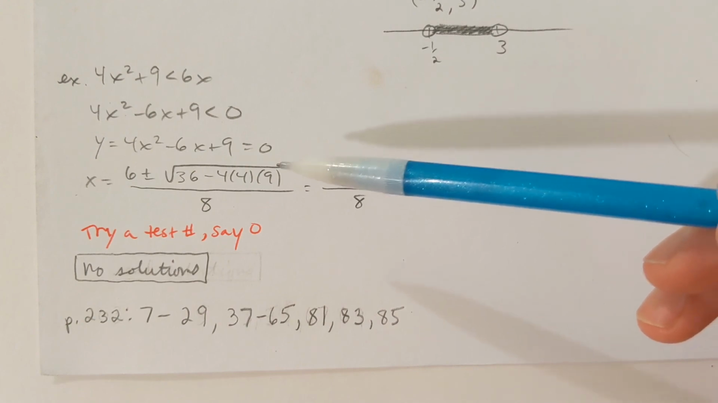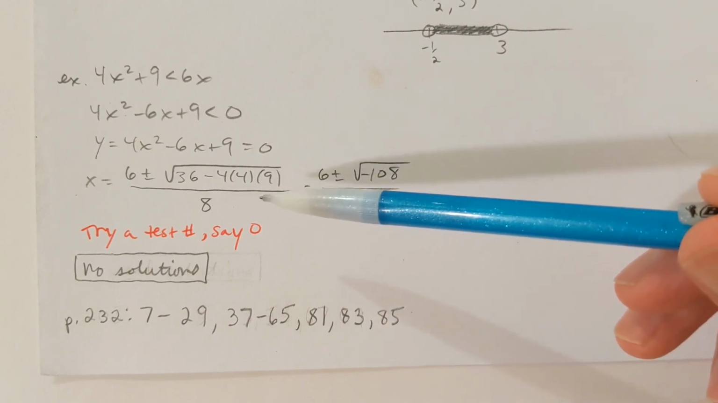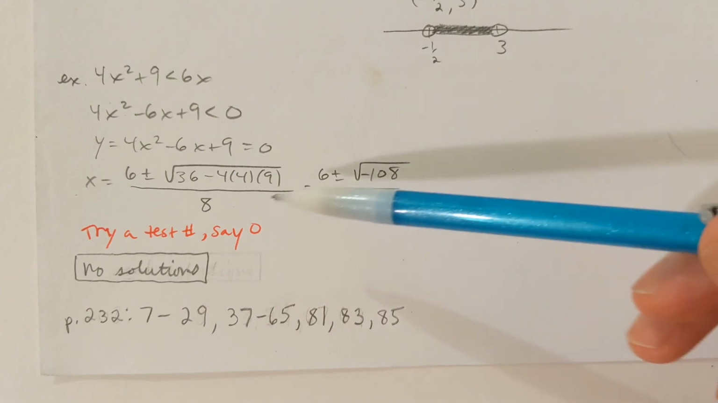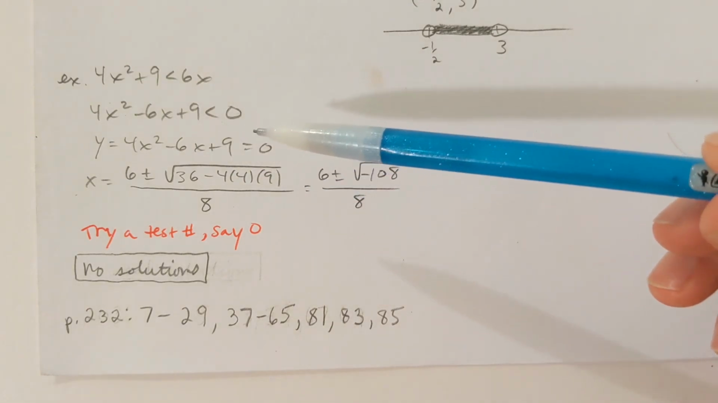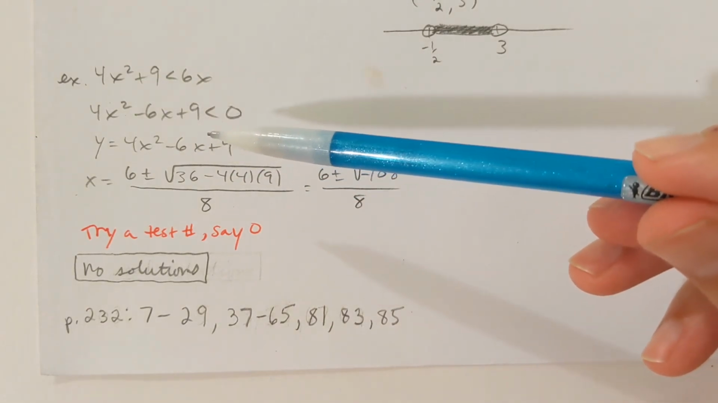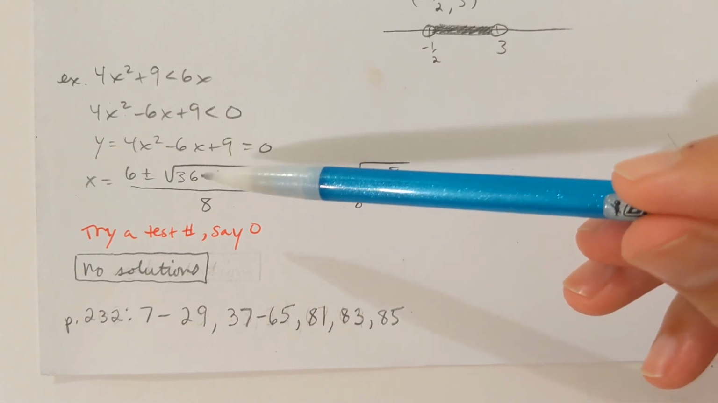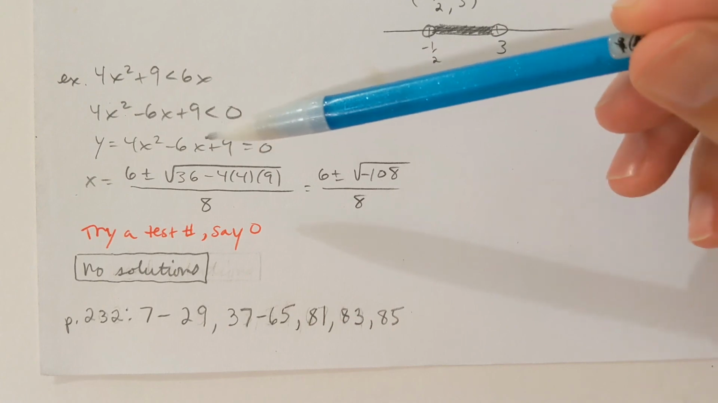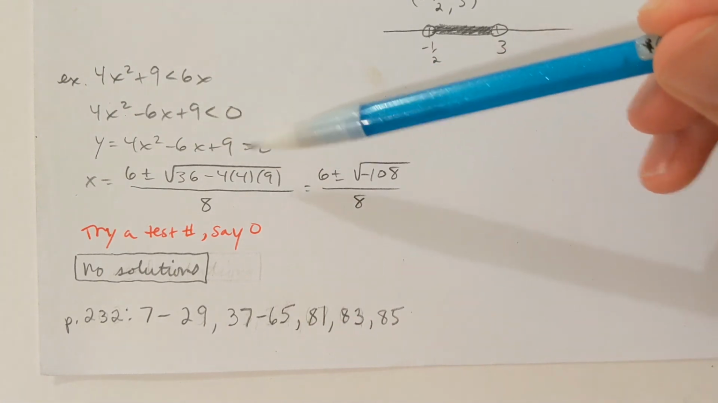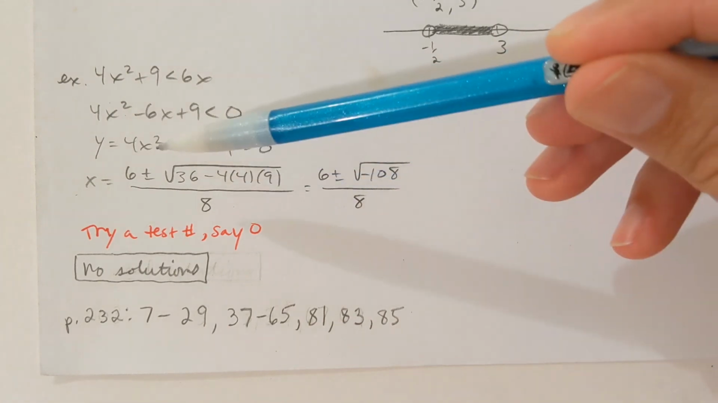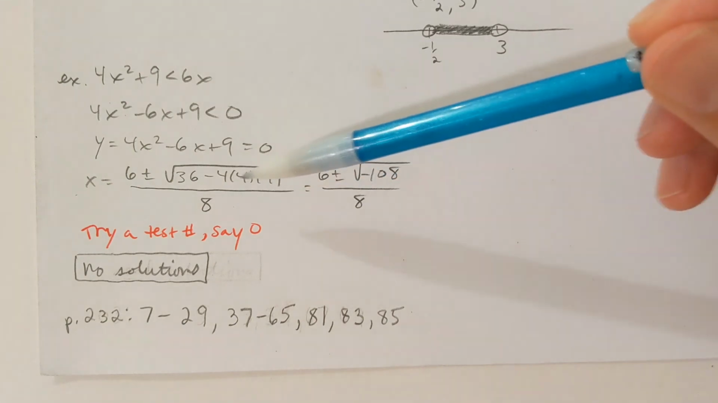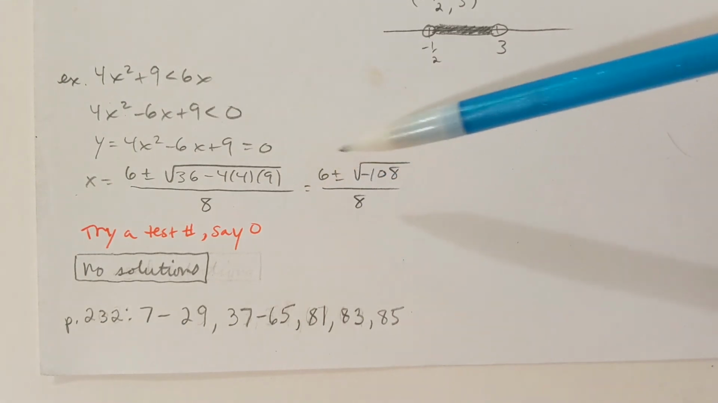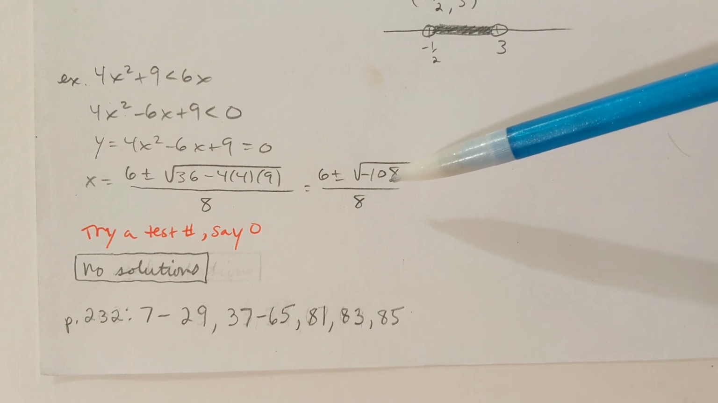Which means that my next best option is to use the quadratic formula. x is equal to the opposite of b, which is 6, plus or minus the square root of b squared, that's -6 squared, is 36, minus 4 times a, which is 4, times c, which is 9, all over 2a, 2 times 4 is 8. 36 minus 144 is -108.